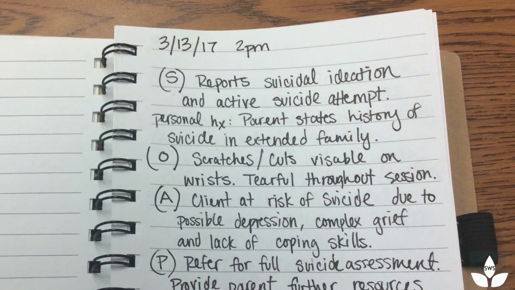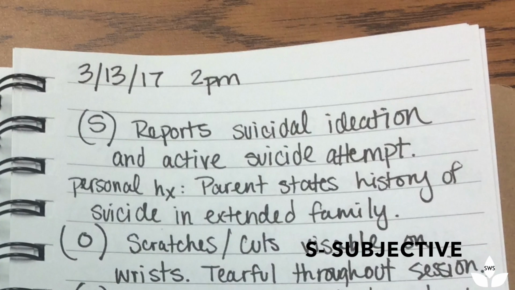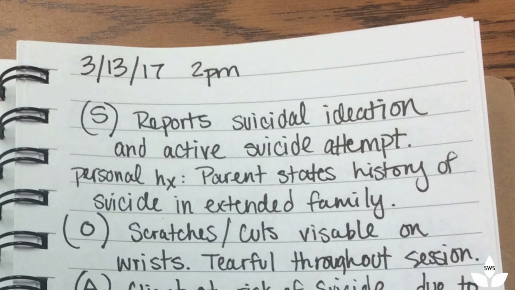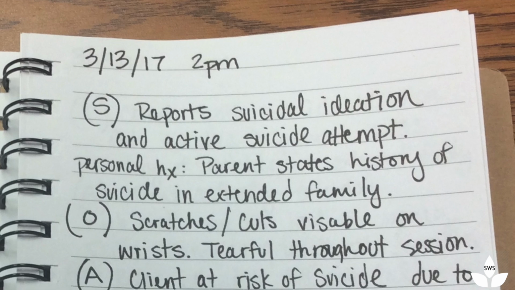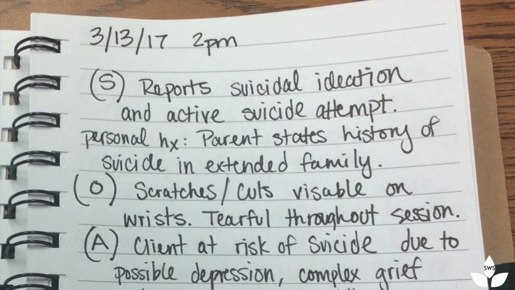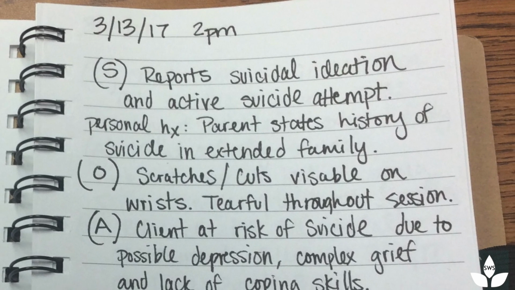I'm going to start with my most preferred method, and that's called the SOAP note. To walk you through a SOAP note, the S stands for subjective, so you basically write a sentence on what the client reports in session. So for mine, I put reports suicidal ideation, period. You can also provide personal history or any other information you've gathered there.